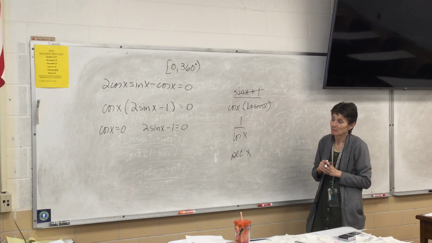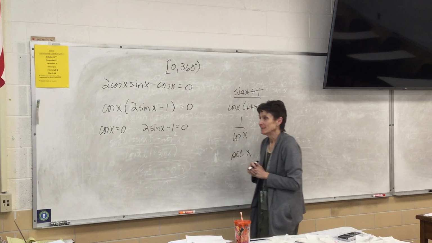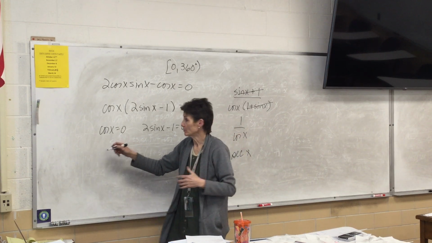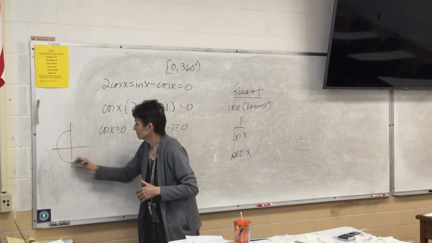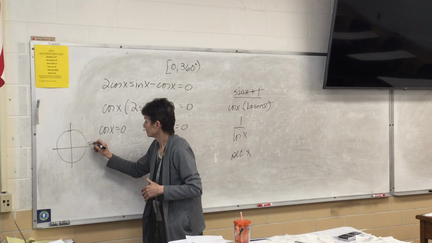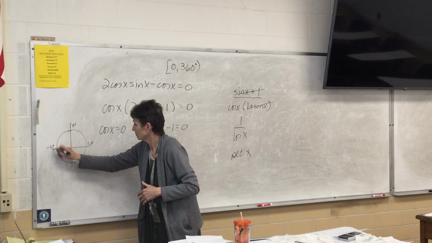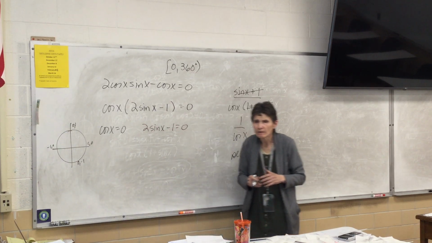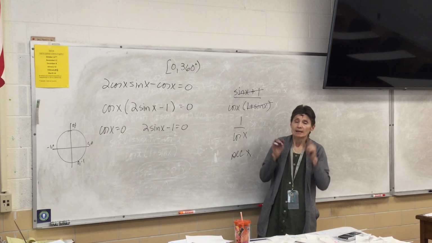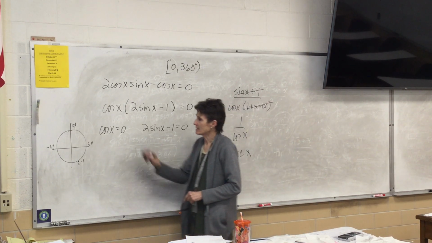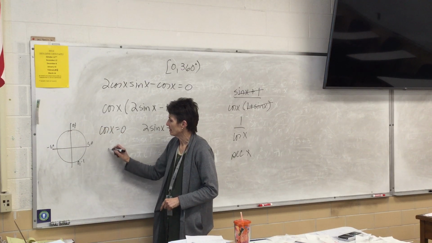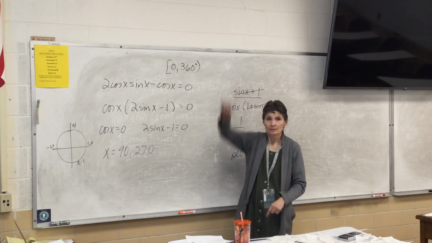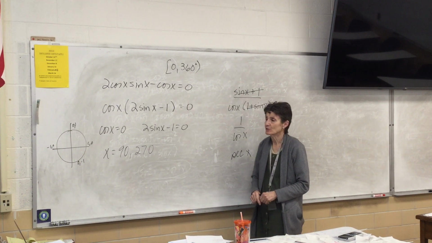This looks an awful lot like one we did earlier today. Anyway, zeros are always part of your unit circle. Cosine is which variable? Cosine is x, and x is 0 here and here. So your answers to that are 90 and 270. Top and bottom, 90 and 270.